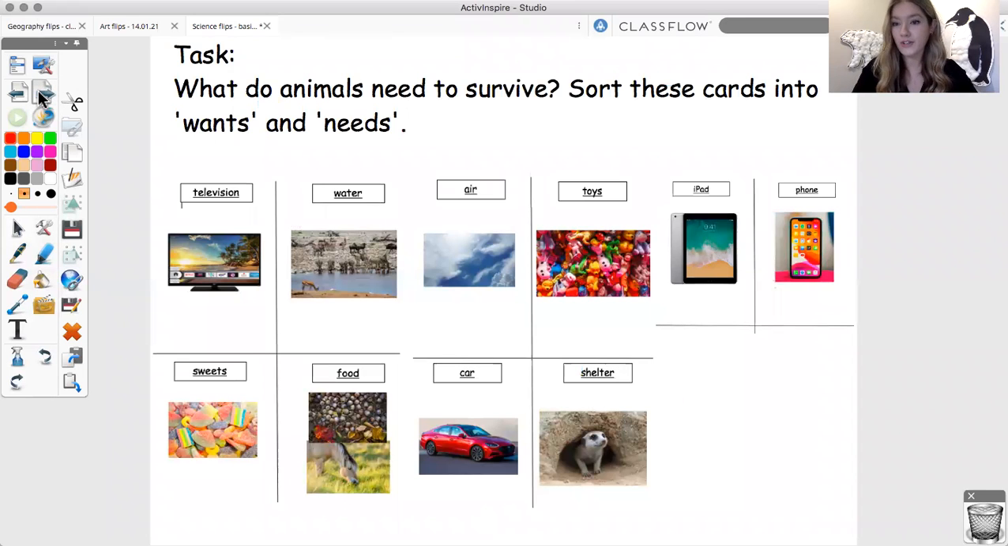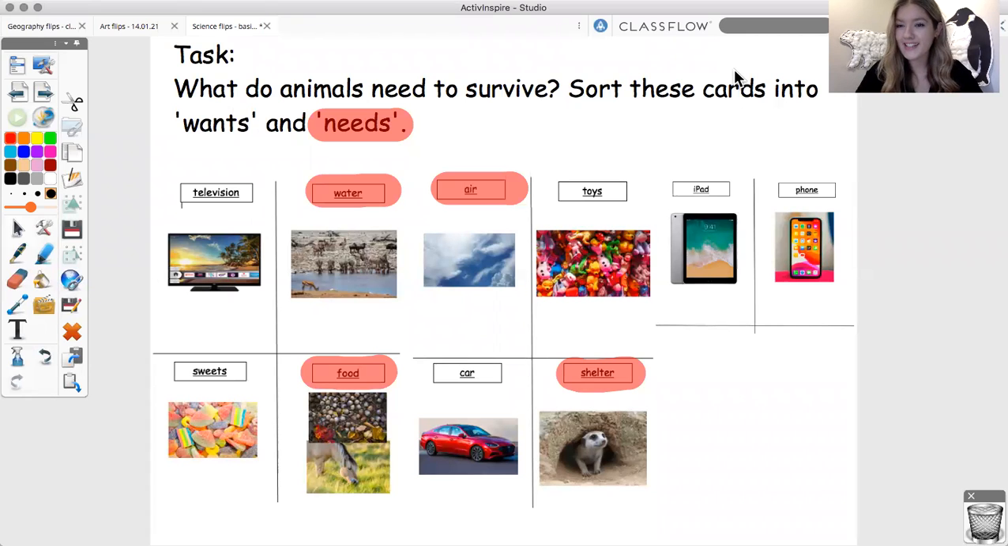So next up, you have a task. What do animals need to survive? Sort these cards into wants and needs. So you could do this verbally just by pointing and discussing the different wants and needs. Or if not, on Padlet, you might like to print off the task, cut out the different cards and put them into piles. Pop me on pause and I'm going to complete this activity as well.